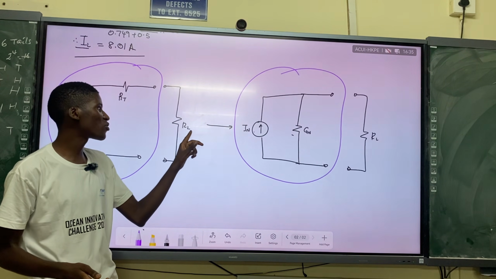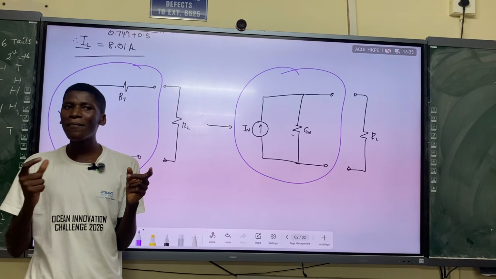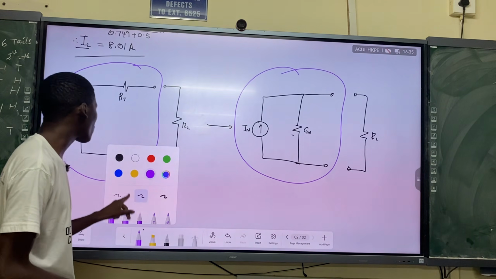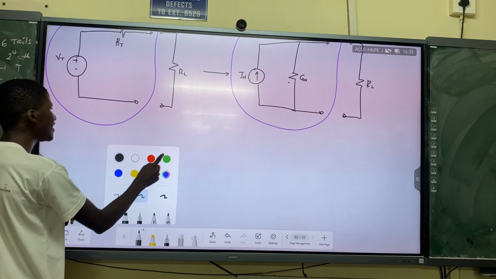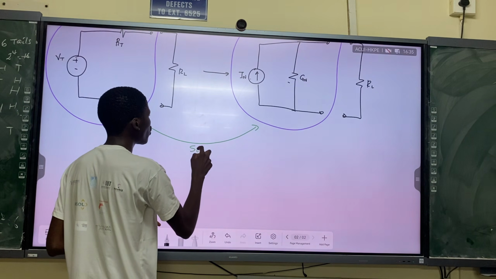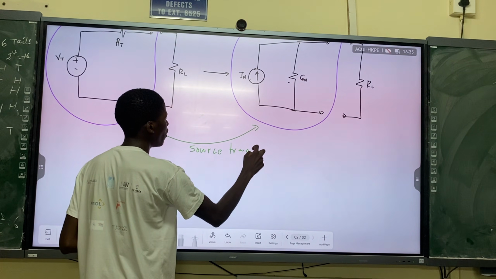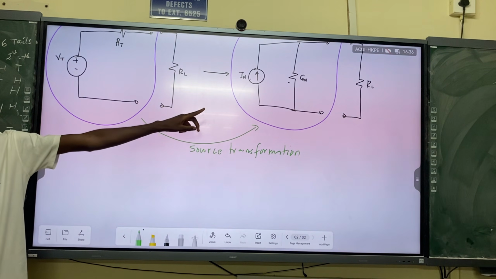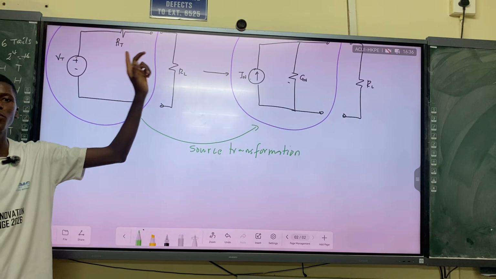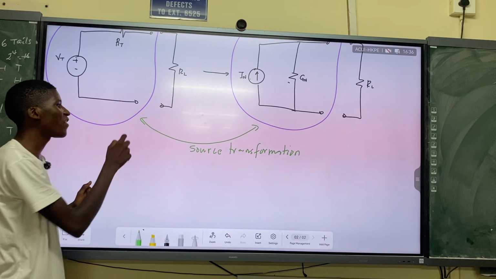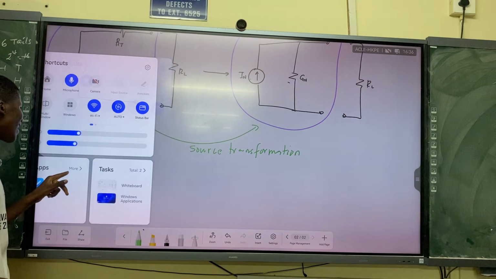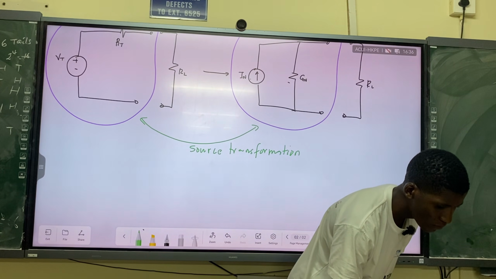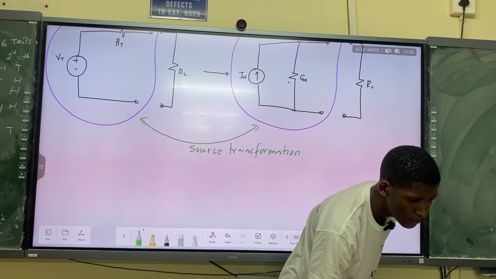Because we can use either to find R load, in other words we can transform a source from one source to another. That leads us to our source transformation. So what has happened here? This is known as a source transformation. It just means that you are moving from a Thevenin's equivalent to a Norton's equivalent, or from a Norton's equivalent to a Thevenin's equivalent. So this is transforming a source. What does the source transformation theorem state?